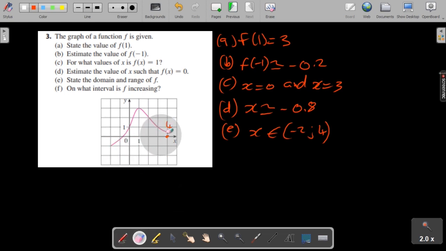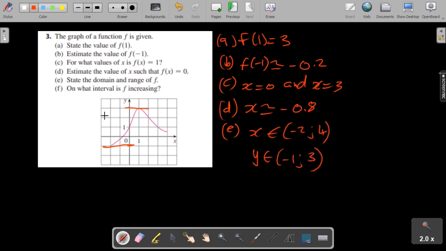Then the range, it is all our y values which are included in here. So the lower bound will be there at minus 1, and the upper bound will be there at 3. So y is an element of minus 1 to 3.